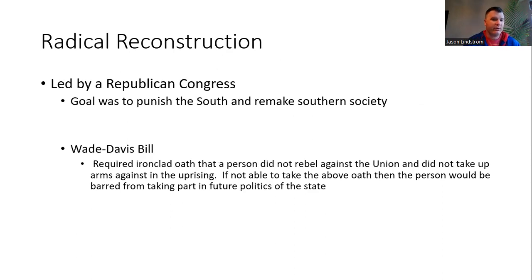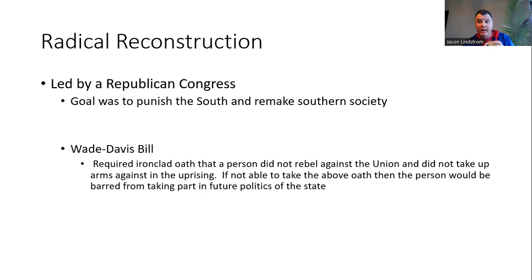And then we have radical Reconstruction, which is led by Congress. This is going to be after 1865. And the goal is to remake the Southern society. It's really to punish the South for the Civil War and to remake the South. And they come up with this idea like this ironclad oath, where if you participated in rebellion against the Union, then you were forbidden from serving in public office or taking part in politics.